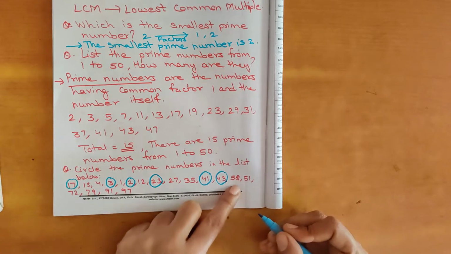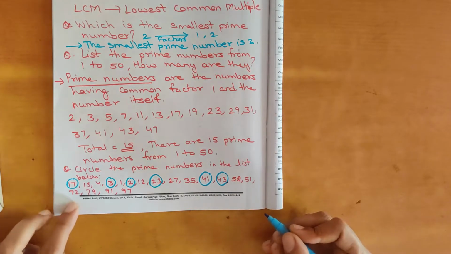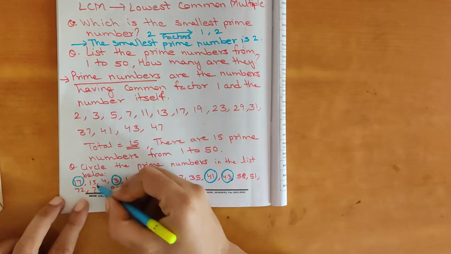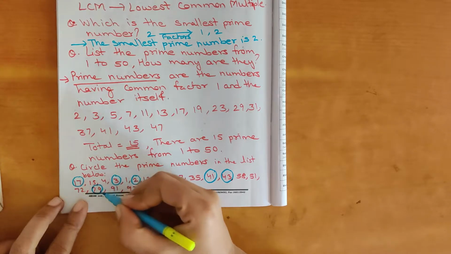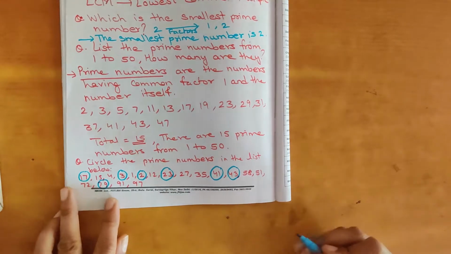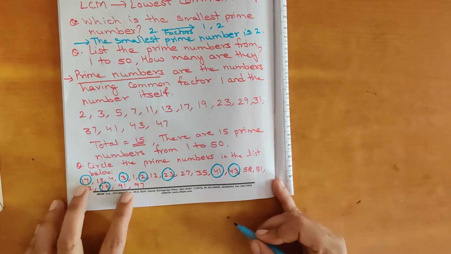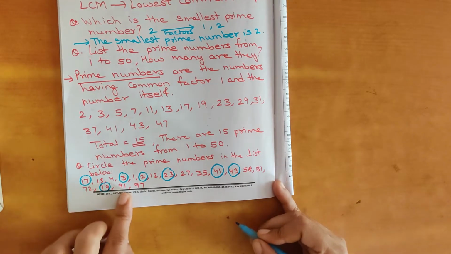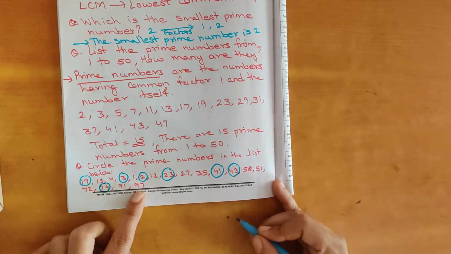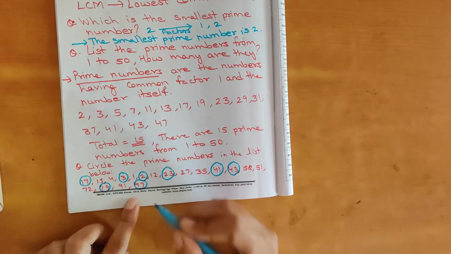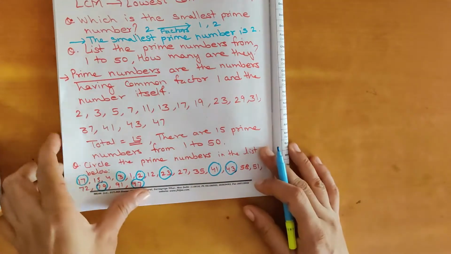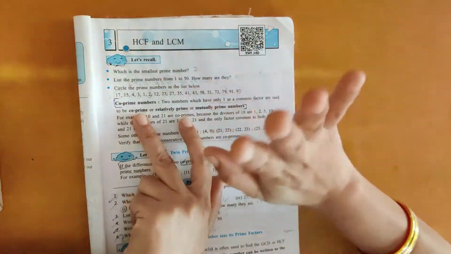58 has more than 2 factors. 51 has more than 2 factors. 72 has more than 2 factors. 79, again it is a prime number because it has the factors 1 and the number itself. 91 is a composite number. 97, again it is a prime number. So we have circled them here. If you see the textbook, all this we have solved now.